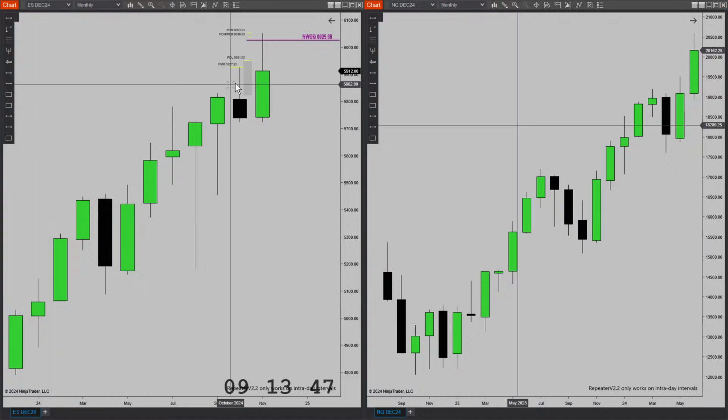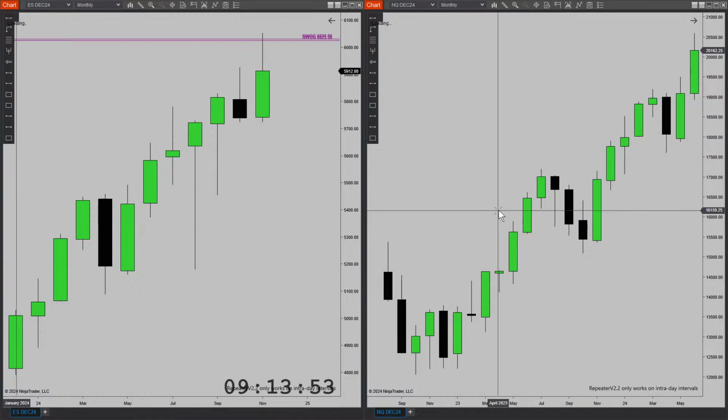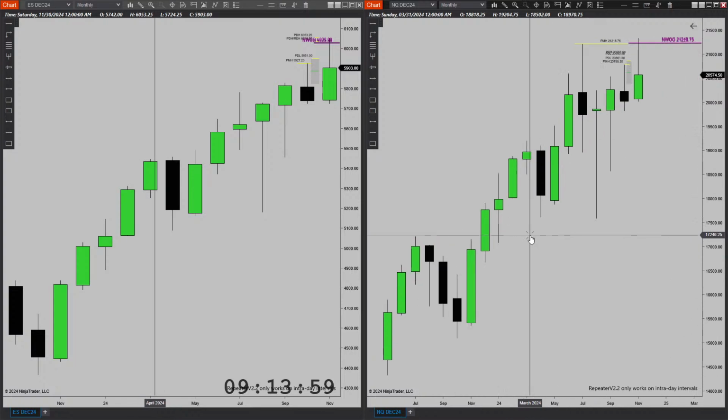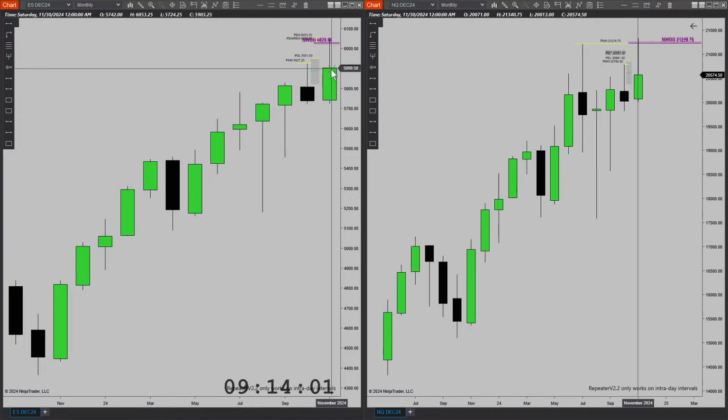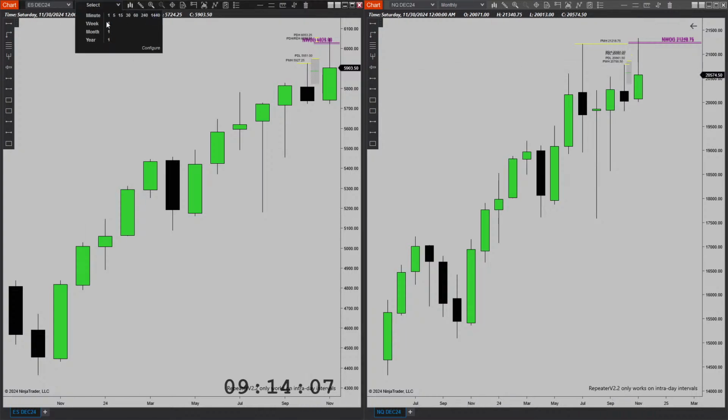All right, so it's taking a little while. There we go. All right, we should be good now. Okay, here we go. All right, so we are in this area here. We are below previous monthly high here on the monthly, on the weekly.